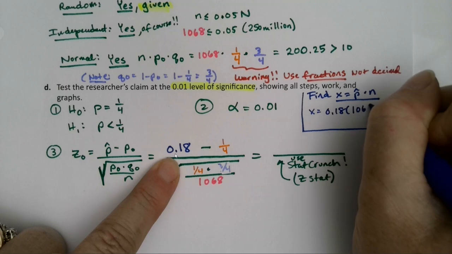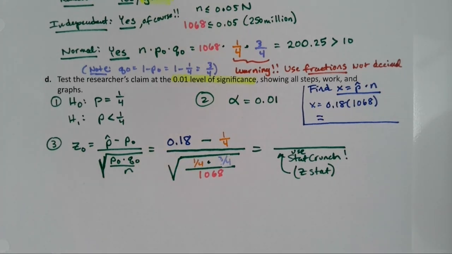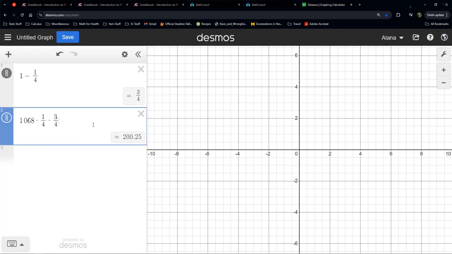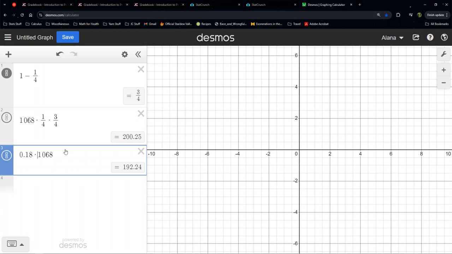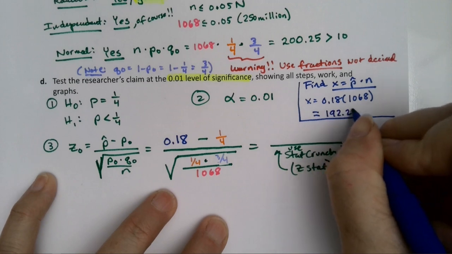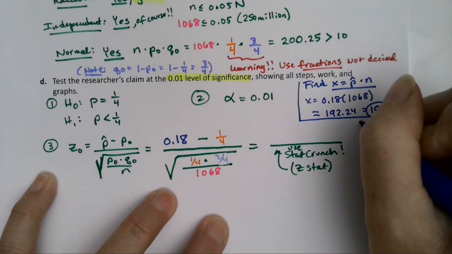So I need to go grab Desmos, because I don't know what that is off the top of my head. All right, so let me say 0.18 times 1068, and we get 192.24, and we're going to regular round that to 192, because you can't have 0.24 of a person. So this is 192.24, which we would say is 192. Regular rounding.